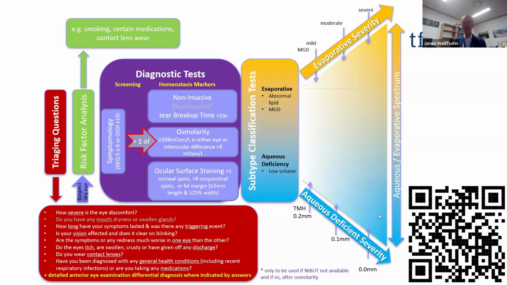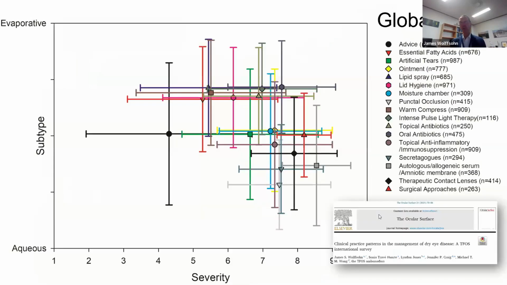So we did do this a number of years ago, in fact, at the time of TFOS DEWS 2, and this publication looked at all of the different treatments that people reported using, and what kind of severity the patient had to have for them to use it, what subtype of the disease. And so you can see a whole range of treatments, and that will be even larger this time because more treatments have come onto the market.